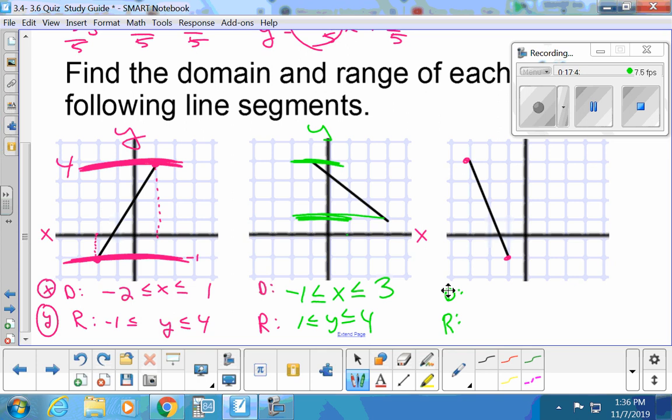What do you think it is on the x-axis? Yeah. I'm thinking -3 to -1. That's what I was thinking. And then what are you thinking for the y-axis? -1 is where it starts, and where it ends is up here at 4. That is a negative slope. It is a negative slope.